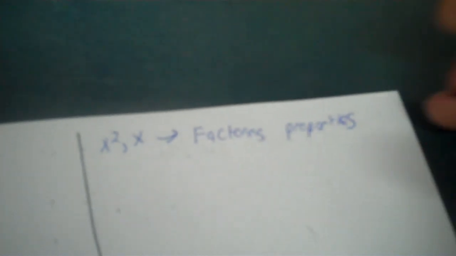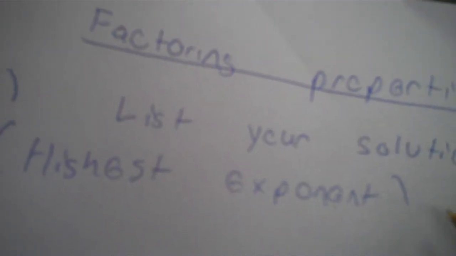The first thing you need to do is list what you have for x's. You have x squared and you have x. Please do that. So x squared and x, well, that's factoring properties. Okay, so in factoring properties, you just list your solution set down in the corner. That's your highest exponent, okay? Highest exponent's a 2, so there would be 2 answers for x equals.